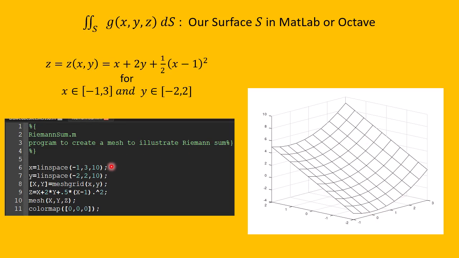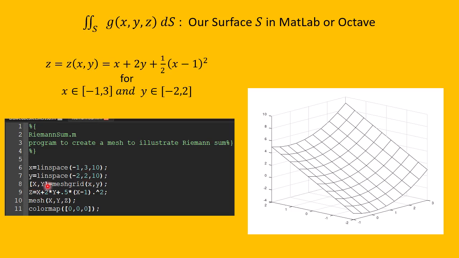Some MATLAB code that would generate this surface for you with this graphic is the following. We could let x equal linspace(-1, 3, 10). That means that we'll have equally spaced values of x stored in an array. The smallest value will be minus 1, the largest value will be 3, and there will be 10 values in this array. Similarly, we'll let y go from minus 2 to 2.